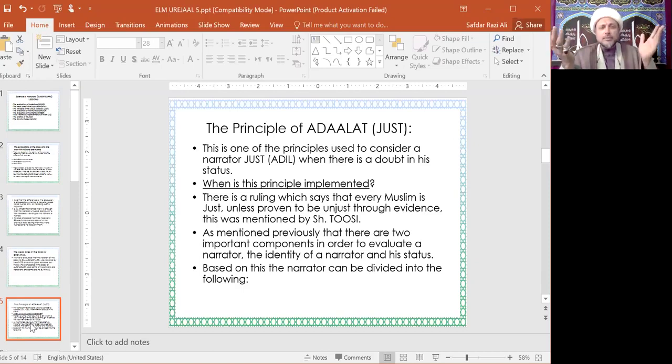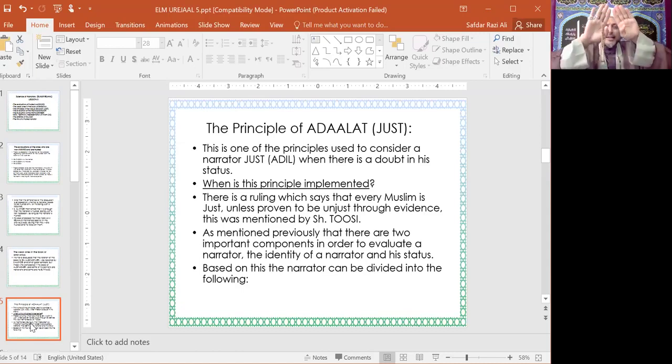Fulan ibn Fulan. Muhammad Bhai, Kasam Bhai, somebody Bhai. We don't know. So in this case, this question I bring every year in the quiz, because it's one of my favorite questions, because people get confused. Oh, we will implement Isalatul Adala. Whenever we doubt a person is just or not just, we will say he's just. No, it's not like that. It's a very specific principle of ulama al-Rijal.